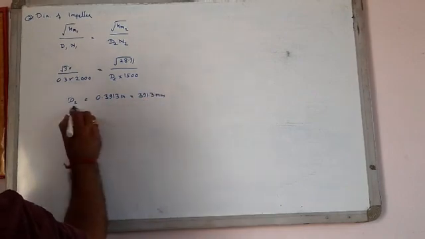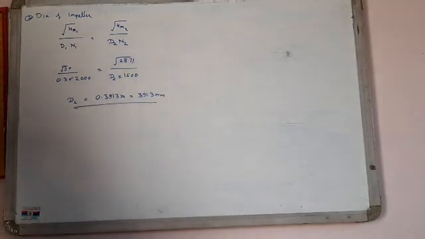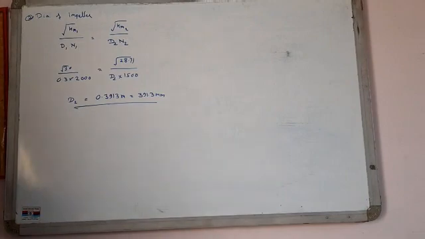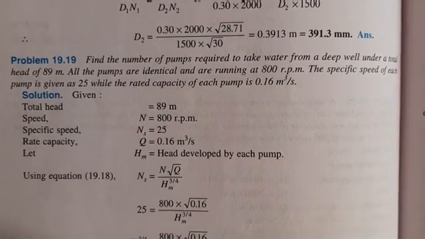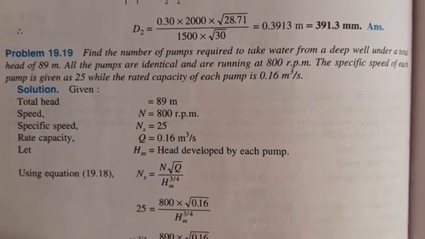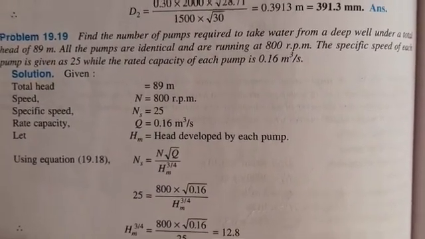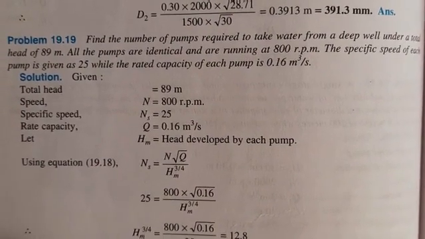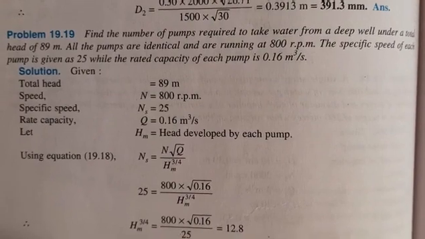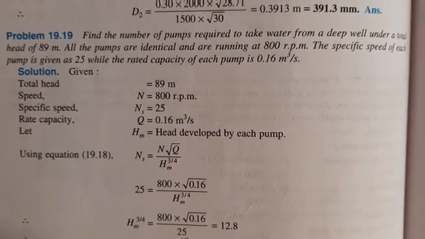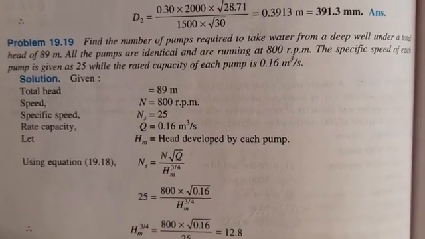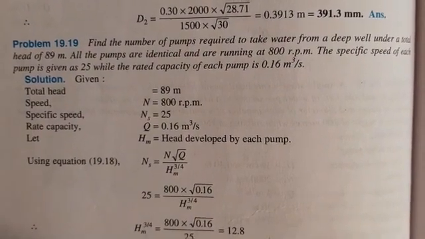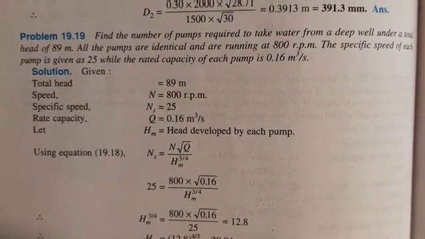So we have to solve more numericals on this topic. We will take some more. Next question. Find the number of pumps required to take water from a deep well under a total head of 89 meter. All the pumps are identical and are running at 800 rpm. The specific speed of each pump is given as 25, while the rated capacity of each pump is 0.16 meter cube per second.